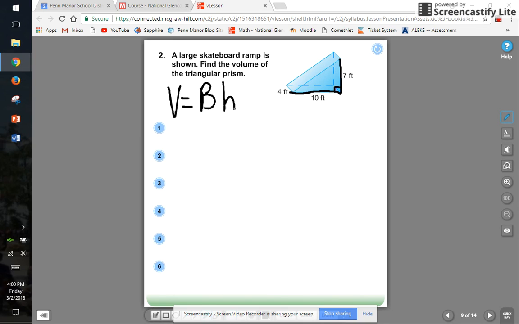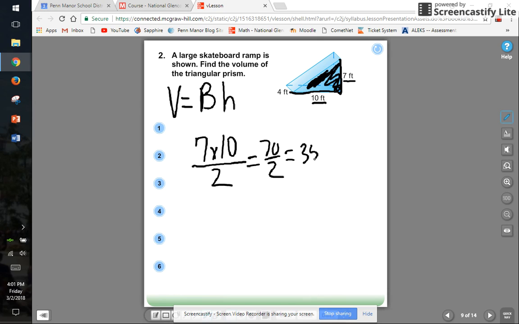We have 7 and 10. 7 times 10, remembering our formula for finding the area of a triangle. So we're trying to find this area right in here. Is also divided by 2, which is 70 divided by 2. I do believe that's 35. And actually that's feet squared, because that's the area right in there.